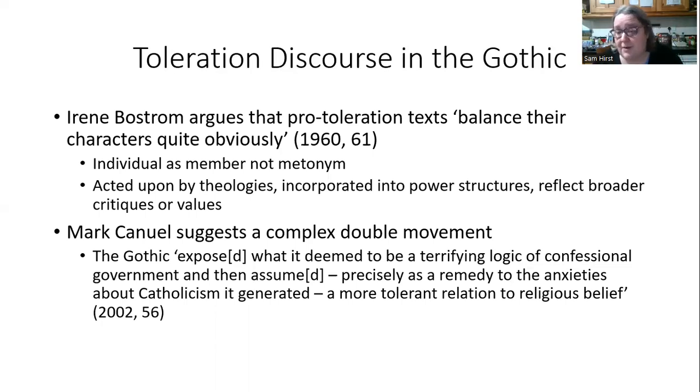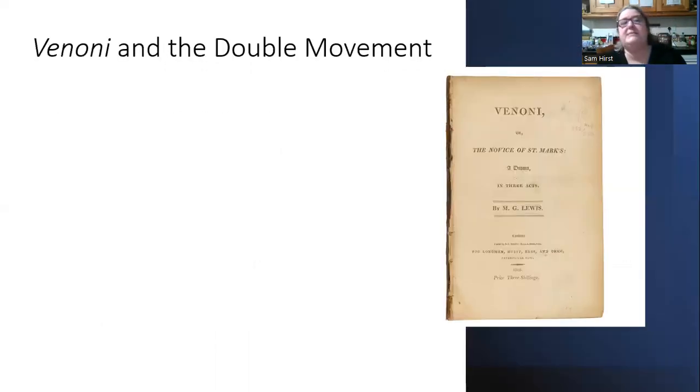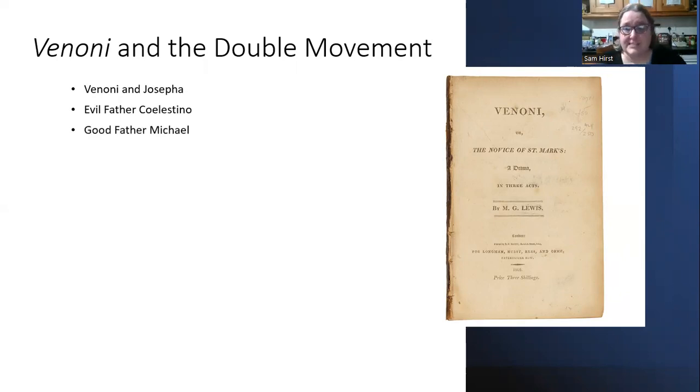So does this actually play out in the novels? I'm going to argue that it does. And we can see it very clearly in Venoni, which is a drama, by the way. It's a story of Venoni and Josepha, two young people who are persecuted for their civil goods by a member of the church. This includes imprisonment and being starved, all the usual things you would expect in a tale of monastic depravity. The evil monk is Father Celestino, but there's also a good Father Michael who tries to save them. So you're seeing Irene Bostrom's point acting out here, where you have good and evil within the same institution.